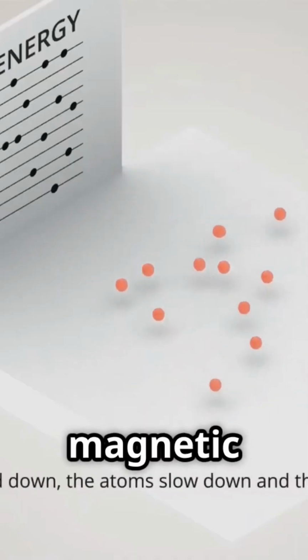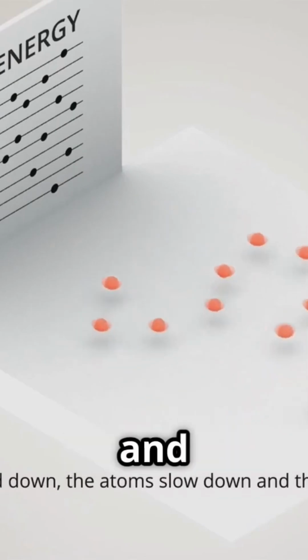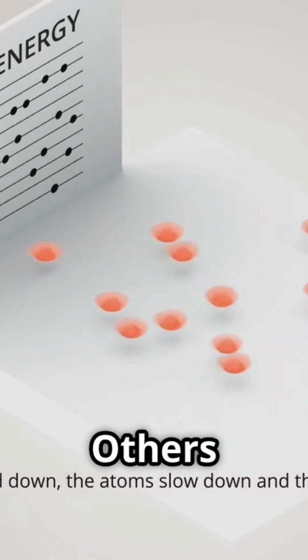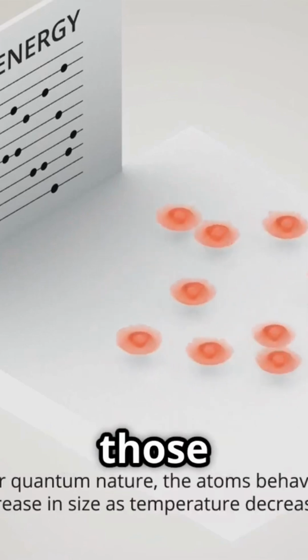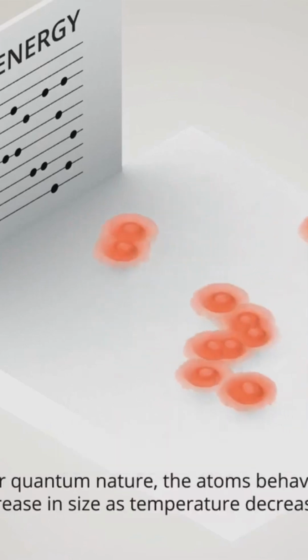There are two types of magnetic traps. Some have a pointy potential and a linear V-shaped potential. Others have a round potential at the bottom. Those traps are more tightly confined.